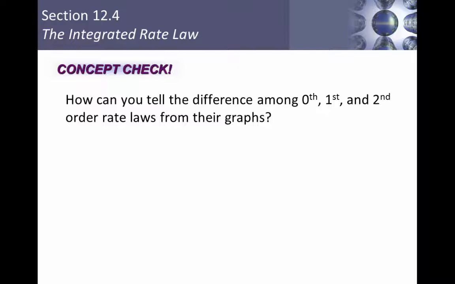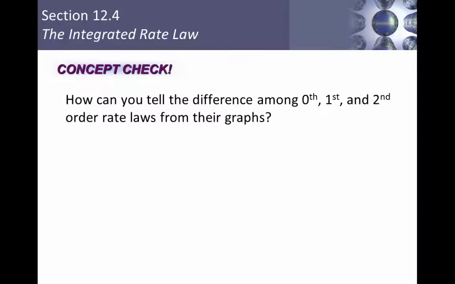Okay, and the way you'd tell zero order is you would graph concentration versus time to get a straight line, and the slope would be negative. First order, you would graph natural log of concentration versus time, if you get a straight line, and again, your slope would be negative. And second order, it's similar to the first order, but you'd have a greater slope, and the slope would be positive, and you're graphing 1 over concentration versus time.